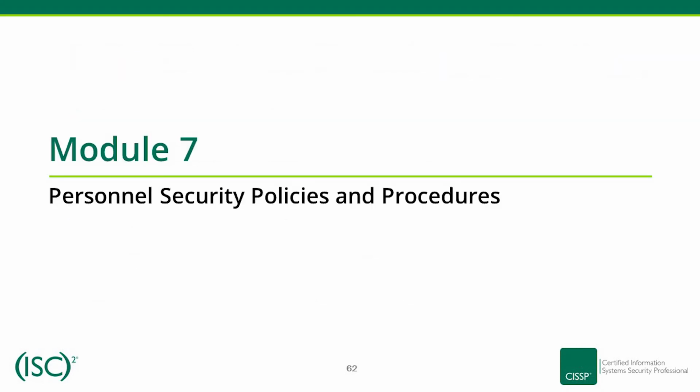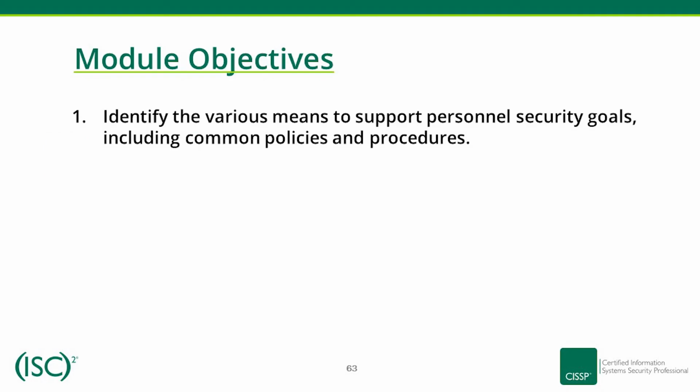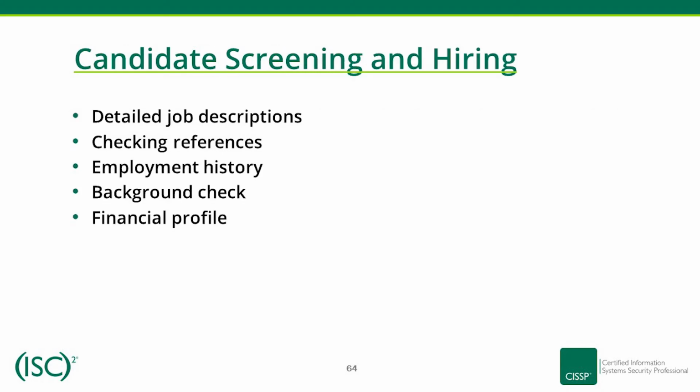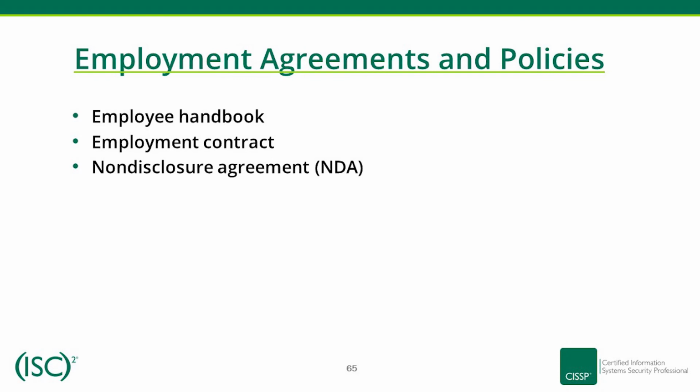Module 7. Personnel security policies and procedures. Module objectives: 1. Identify the various means to support personnel security goals, including common policies and procedures. Candidate screening and hiring: detailed job descriptions, checking references, employment history, background check, financial profile. Employment agreements and policies: Employee Handbook, Employment Contract, Non-Disclosure Agreement, NDA.